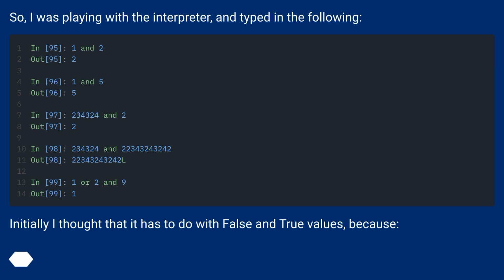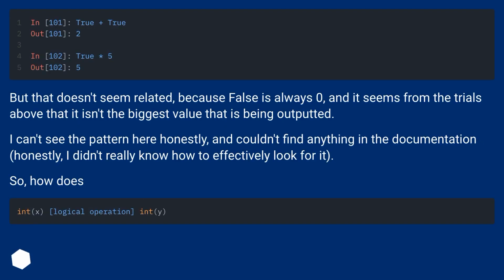Initially I thought that it has to do with false and true values, because but that doesn't seem related, because false is always 0, and it seems from the trials above that it isn't the biggest value that is being outputted. I can't see the pattern here honestly, and couldn't find anything in the documentation. Honestly, I didn't really know how to effectively look for it.